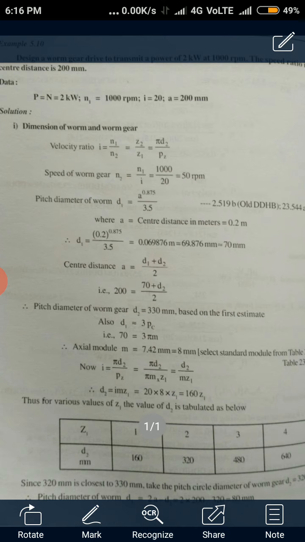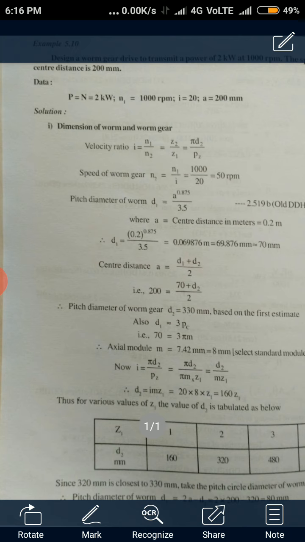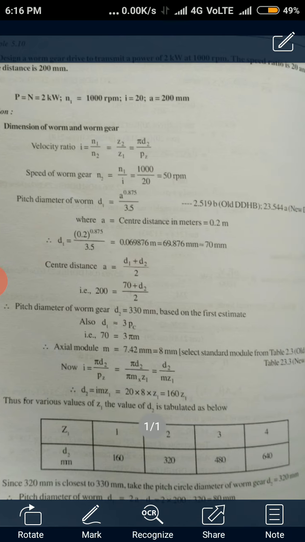Next, going for the second trial, here we'll calculate the module also. So d1 equal to 3 pc, circular pitch. We got d1 in the first estimation as 70, equal to 3 pi m. So the axial module m equal to 7.42 mm. Round it off to the standard module from table 23.3, that is 8 mm. Then using the velocity ratio equation, i equal to d2 by d1, in place of d1 we place m z1. So d2 by m z1, so d2 equal to i m z1. Substituting the given values, i equal to 20, m equal to 8, z1 as it is, so 160 z1.